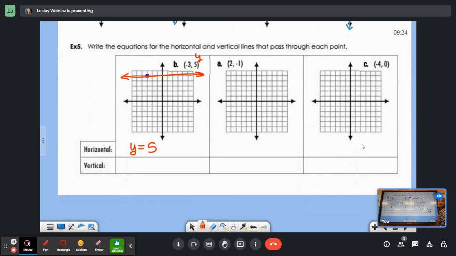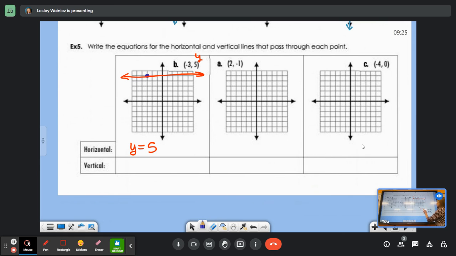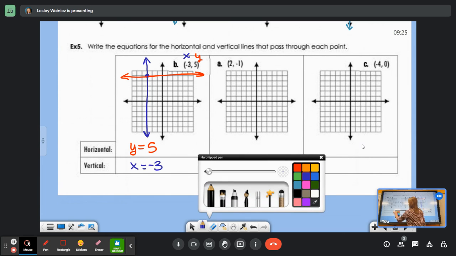Yeah. Isn't that fun? All right, what about for the other one? What if I want a vertical line, x or y equals? X equals negative 3 right here. Do you see that that's the x coordinate of my point? You think that's an accident? It is most assuredly not an accident. You are correct.